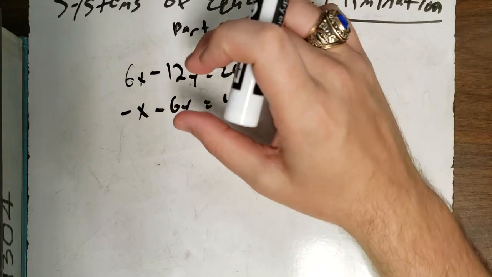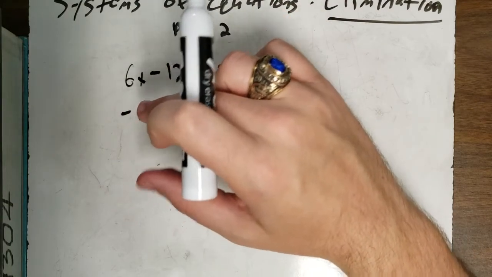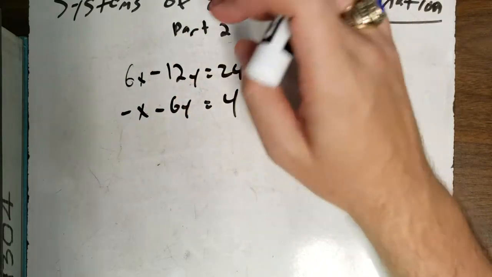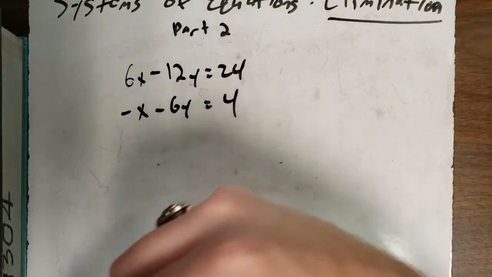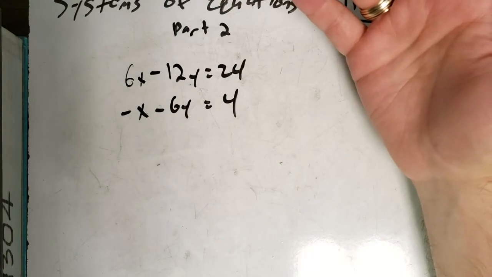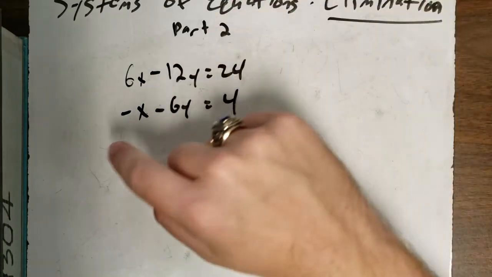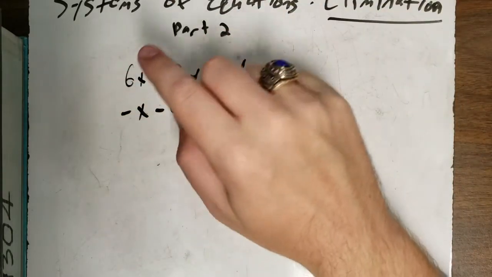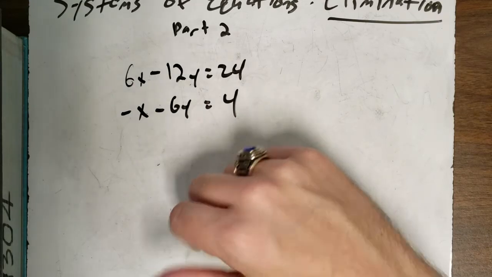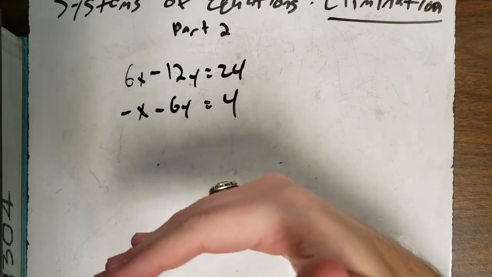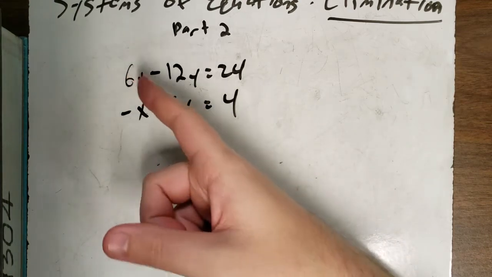Do we have the same thing in each one? Well, no, because we have a 6, negative 1, negative 12, negative 6. So nothing straight down is the same. So now we have to choose to cancel out our x's or our y's. Let's choose to cancel out our x's. So we have a 6x and a negative x. What do we need to cancel out? Remember, we need the same number, but one's positive and one's negative. So we already have a positive 6.